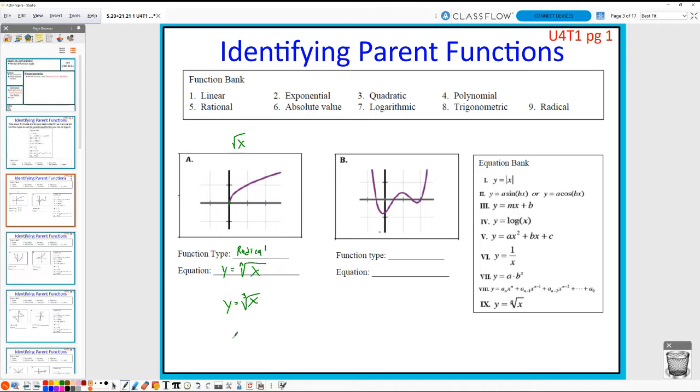Now that's going to look a little bit different because negatives are allowed in the cube root of x, but you just notice that this section looks very, very similar. So we did this back in quarter 1 or quarter 2 or something like that.